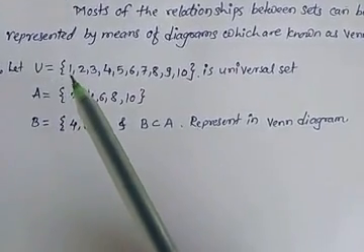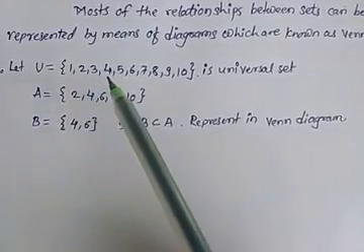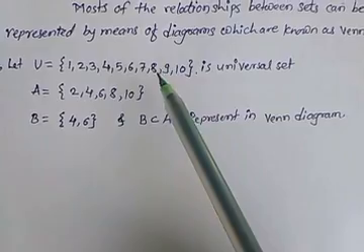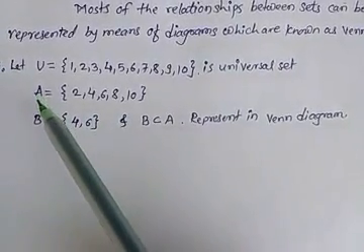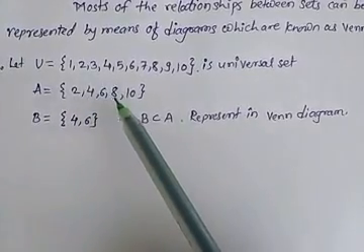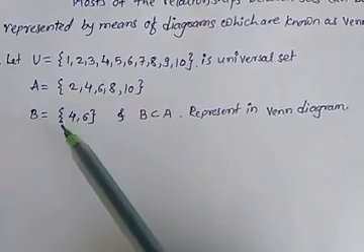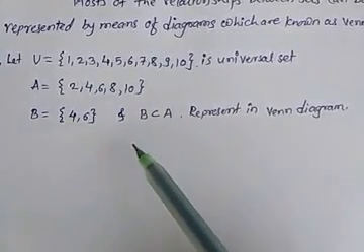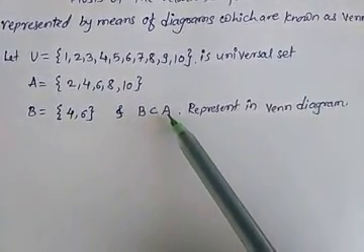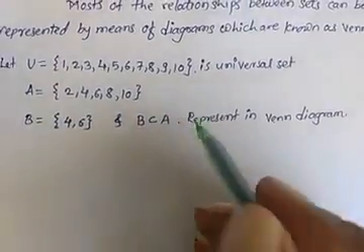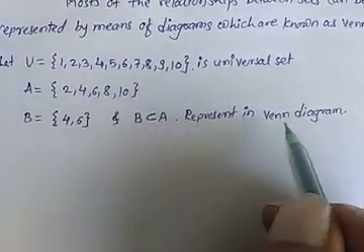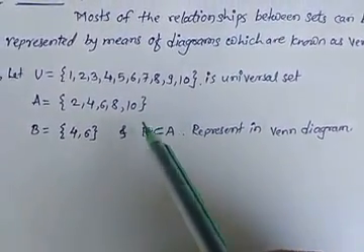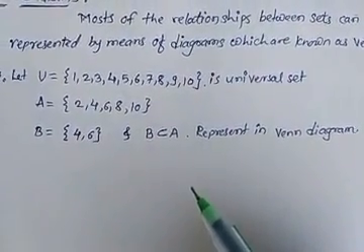U is equal to the set of 1, 2, 3, 4, 5, 6, 7, 8, 9, 10 as a universal set, and its subsets are A is equal to 2, 4, 6, 8 and 10, and B is equal to 4, 6, and B is contained in A, that is B is a subset of A. We have to represent the Venn diagram for the given example.